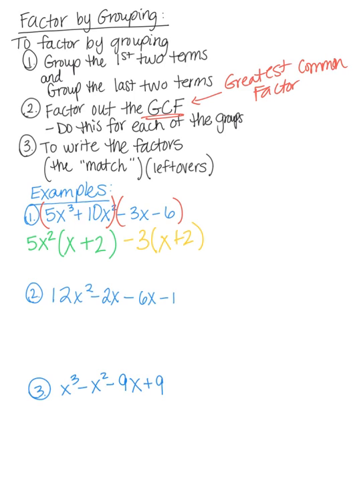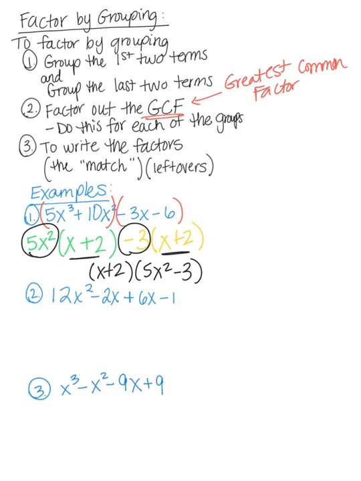Okay, so this is what I was meaning. I'm going to find the match. Okay, so I noticed that I have matching factors here. The x plus 2 matches in both of my 2 groups. So I'm going to keep that match, x plus 2. And then I'm going to get the leftovers. So 5x squared is left over, and so is my minus 3. All right, let's look at this next example.